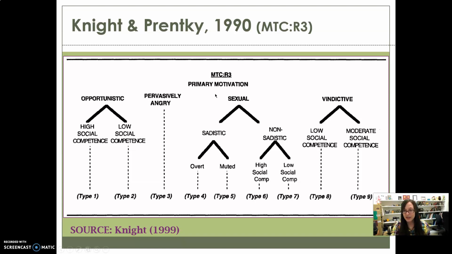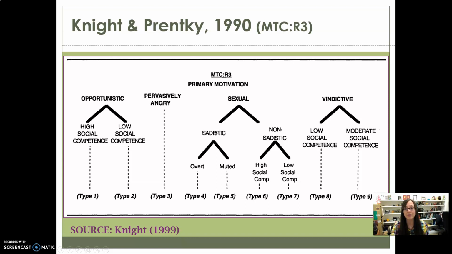The sexual motivation, this is where the primary motivation is sex. I've had arguments with people at conferences and elsewhere about people who think that all rape is about power, and it isn't. Some rape is, but some rape is about sex. And you can't take away that idea that some rape is just about sex. That's what is accounted for here in Knight and Prentky. It doesn't mean that there isn't some underlying power motivation, but the primary motivation is sexual.